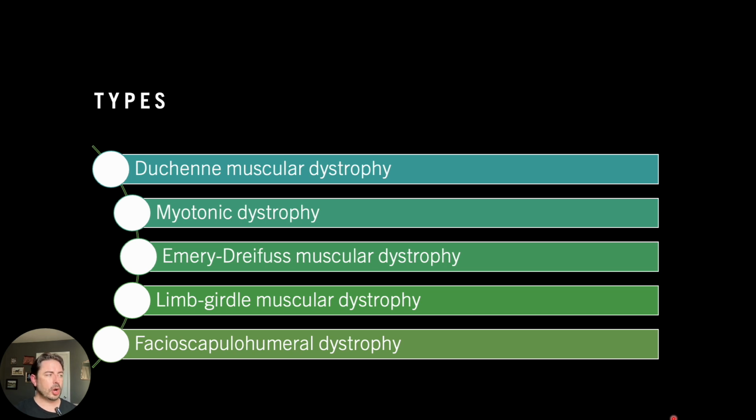When we look at the limb-girdle muscular dystrophy, this is going to be your autosomal dominant and your autosomal recessive genes. This happens somewhere between childhood to adulthood. You're going to have cardiomyopathy and arrhythmias, and their life expectancy is going to be variable as well.